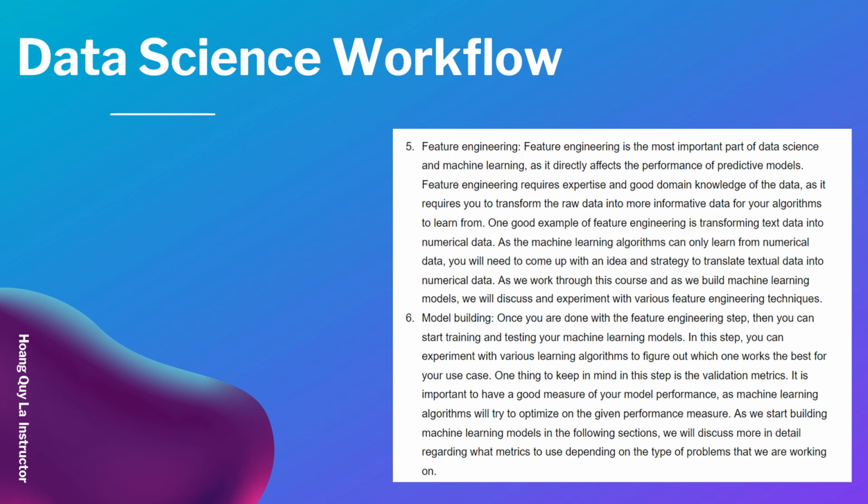The next one is model building. Once you are done with your feature engineering step, you can start training and testing your machine learning model. In this step, you can experiment with various learning algorithms to figure out which one works best for your use case. One thing to keep in mind in this step is the validation metrics. It is important to have a good measure of your model performance, as machine learning algorithms will try to optimize the given performance measure. As we start building machine learning models in the following sections, we will discuss in more detail what metrics to use depending on the type of problems we are working on.